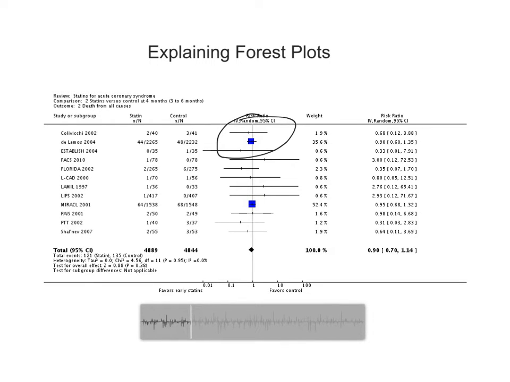A trial with small numbers, like FACTS 2010, will have a relatively long line because the confidence interval is wide. This means that the true result could lie anywhere along quite a range of values. It's wide because there are small numbers. A much larger trial, like Miracle 2002, will have a much smaller confidence interval because we can be much more confident that the true value of the trial lies close to the calculated effect size.